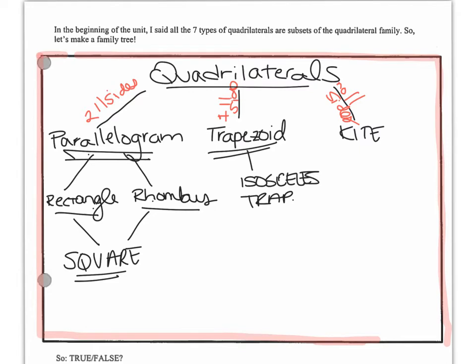Okay? So the nice thing about this family tree is a lot of people write this on their notes to try to help them out as they go along. And you usually go from the bottom up to determine the properties. Properties of a parallelogram hold for a rectangle, rhombus, and square. Properties of a trapezoid hold for an isosceles trapezoid. And properties of a kite obviously only hold for a kite.